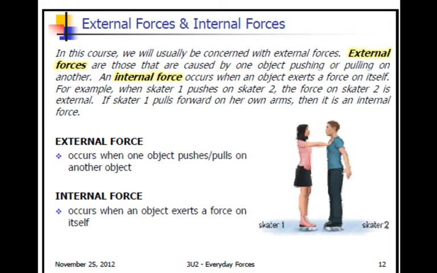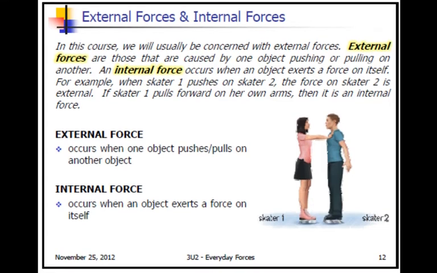So there are also, we had talked about contact and non-contact. Another way to look at forces is internal forces and external forces. So external forces are forces that occur kind of outside of an object. These are the forces that would show up in a free body diagram. Internal forces occur when an object exerts a force on itself. So these would be forces that would not show up on a free body diagram.